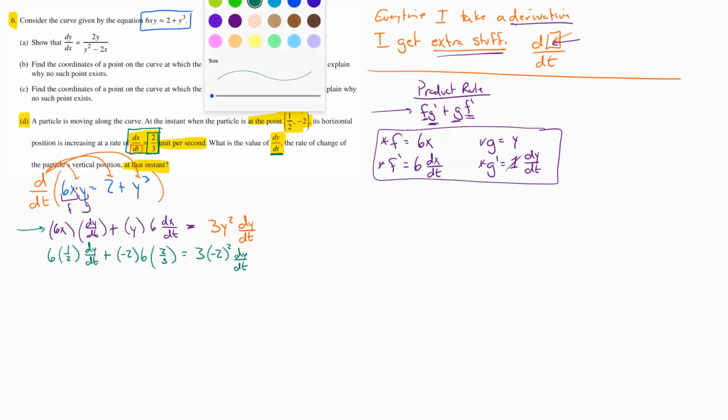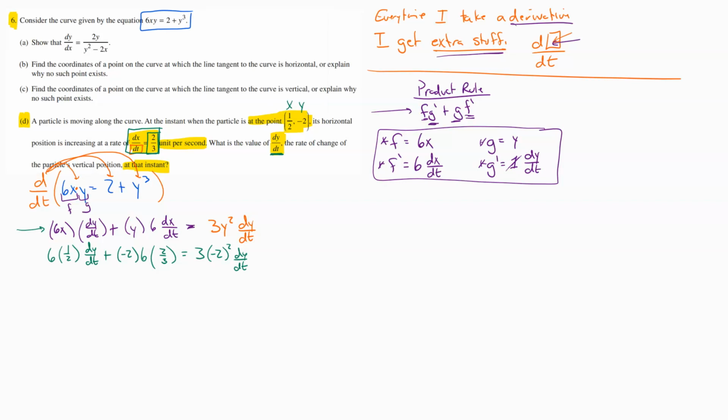So again, I would much rather do this type of algebra with numbers in here than having all those letters and variables. You could do it the other way. You'll get to the same point. 6 times 1/2, let's just start cleaning this up. That would be 3 dy/dt. And then we've got, so what can we start canceling? So a 6 and the 3 will cancel. That'll make that a 2 up top. So now I've got negative 2 times 2 times 2.